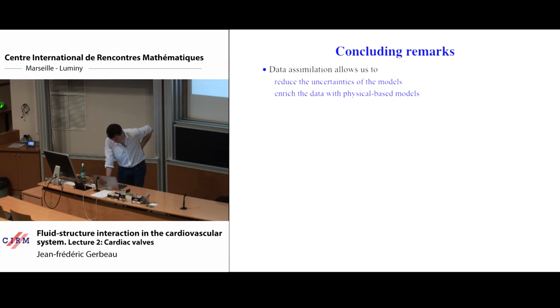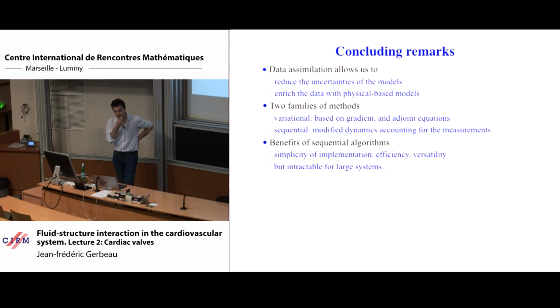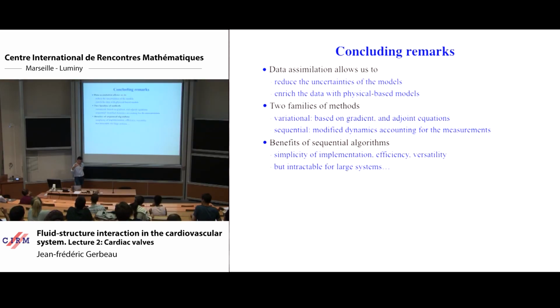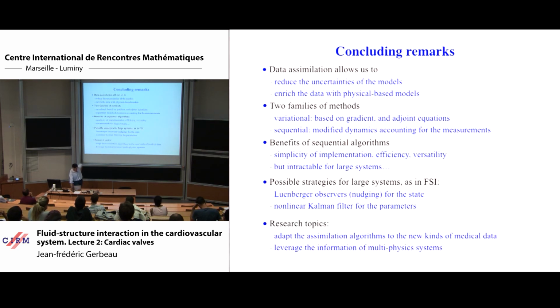So with that, I will finish. So just to summarize, data assimilation allows us to reduce uncertainties and to enrich the data with a physics-based model. Keep in mind the divergence-free property of the velocity, for example. Two families of methods: variational and sequential. Here I have presented the sequential methods. The benefit of sequential algorithms is simplicity of implementation. You do not have to implement a complex adjoint problem to compute tangents or whatever. But it is difficult or intractable for large systems. So this mixes the Luenberger observer, which by the way is called nudging in some communities, and a nonlinear Kalman filter. And among the numerous research topics, I will just mention two.